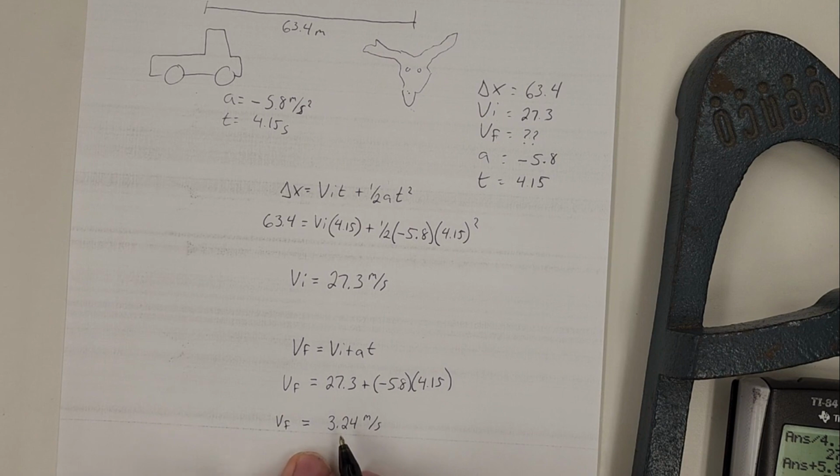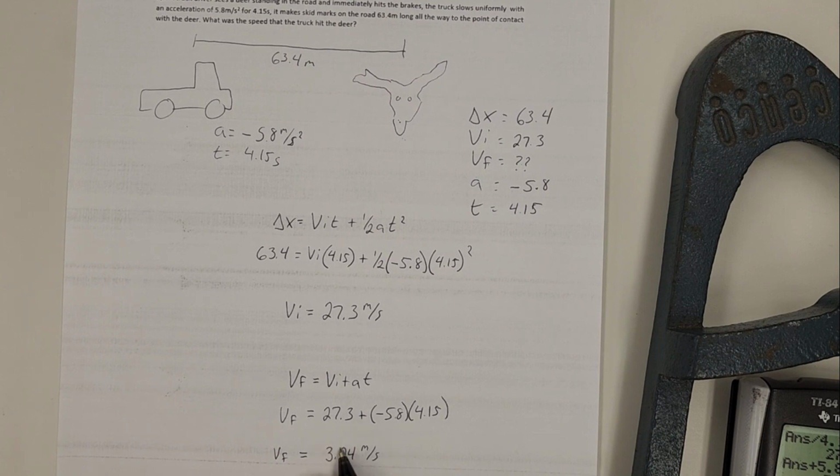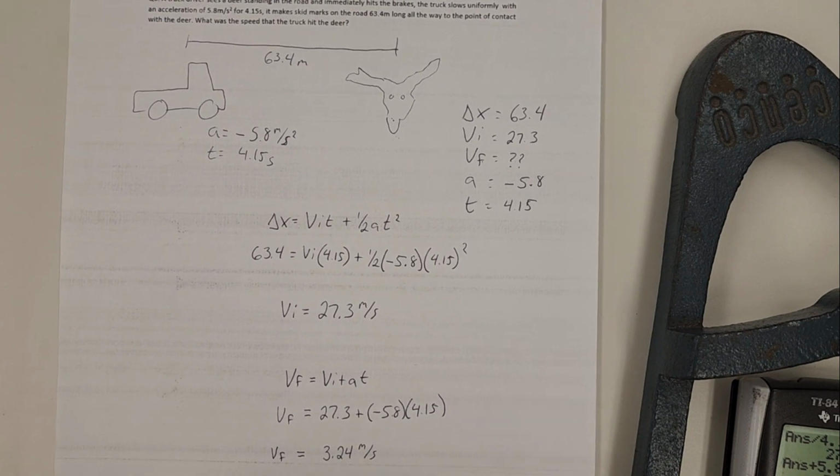Okay, it's a positive number, so we're still traveling in the same direction. It's less than the 27.3, the initial velocity, because we braked, so our final velocity, of course, is slower than our initial. But we didn't quite brake hard enough. We ended up hitting the deer.